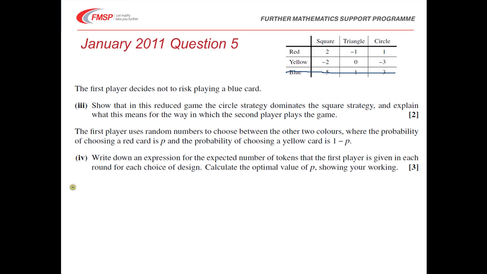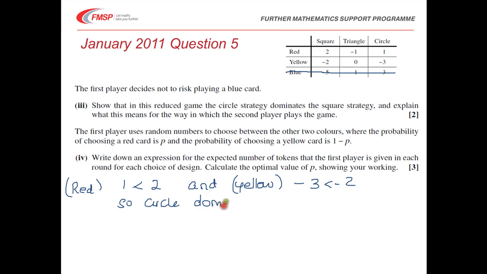So in the case of the red, 1 is less than, the circle is less, 1 is less than the square 2. And for the yellow, -3 is less than -2. So that means that the circle dominates the square. So the second player would choose the circle, as he would always lose less.